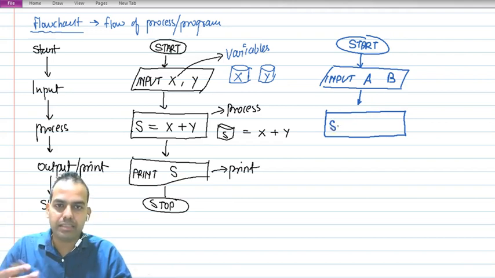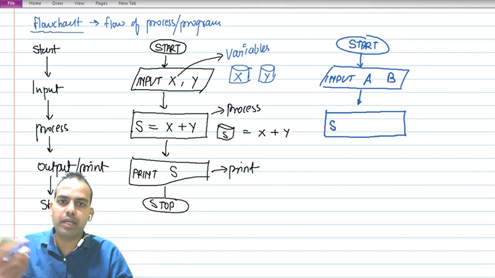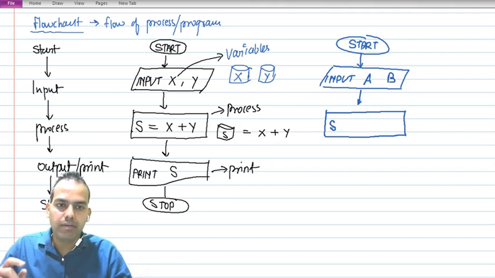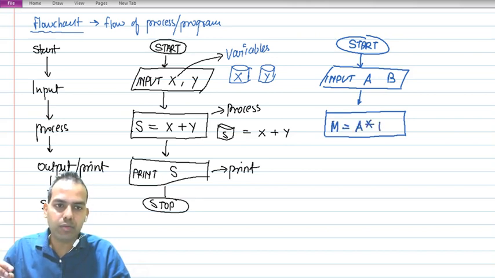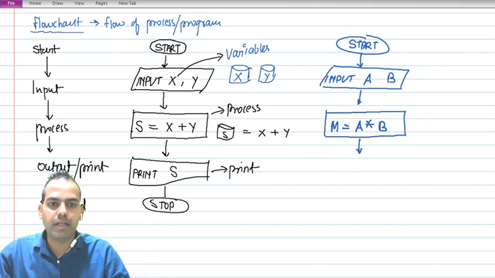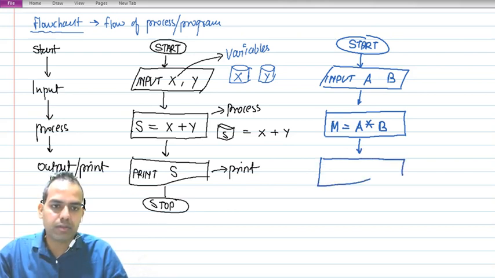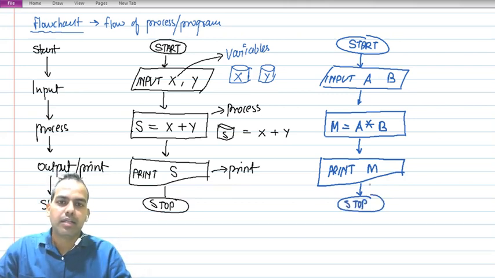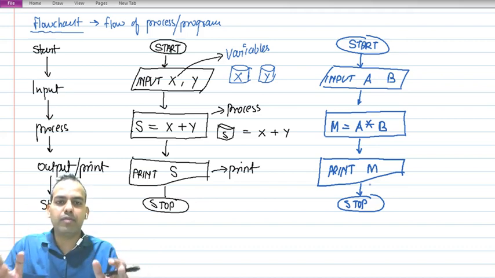So I can take S, because this is a variable, this is a bucket, you can name it anything, no problem. But for your understanding, I'm naming it M. So what will be A into B? Now I will have a print button. So this is my print button. Print M. Then simply it is stop. This is done. So we can see that this was the very basics of flowchart.